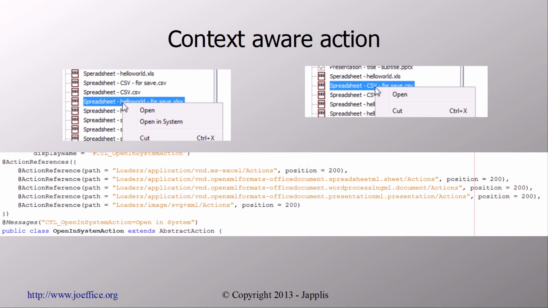Then if you want to do it for specific loaders, for specific file types, you just need to reference this action within the correct MIME types, and then the action will be available in the pop-up menu. So here you have two examples. One is registered for the XLS file type. The other one is not registered in the CSV file type, and you won't see the open in system action.